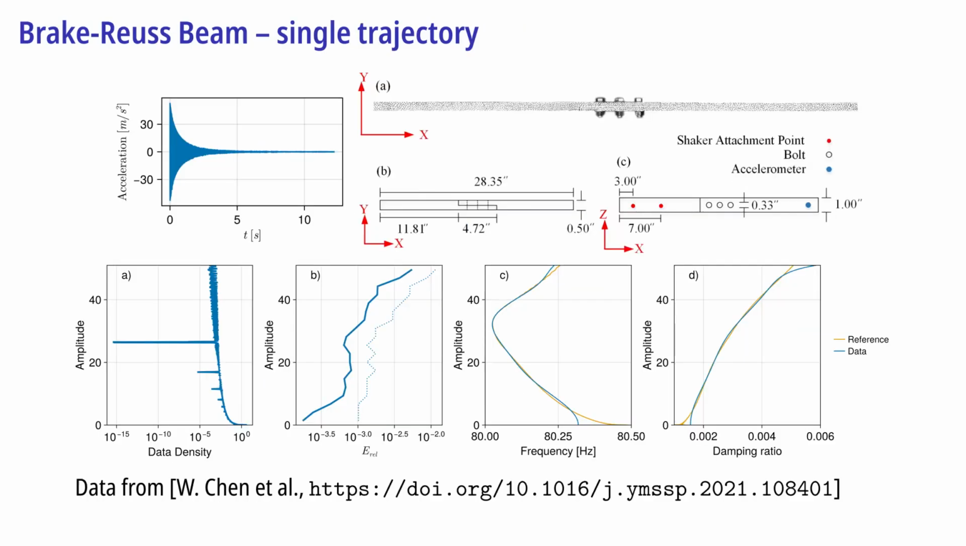The first example is a jointed beam. The data is a single trajectory of two acceleration values. To set the initial conditions, the jointed beam is forced at a resonance peak. Before the measurement, the forcing is turned off, which leads to a decaying signal.